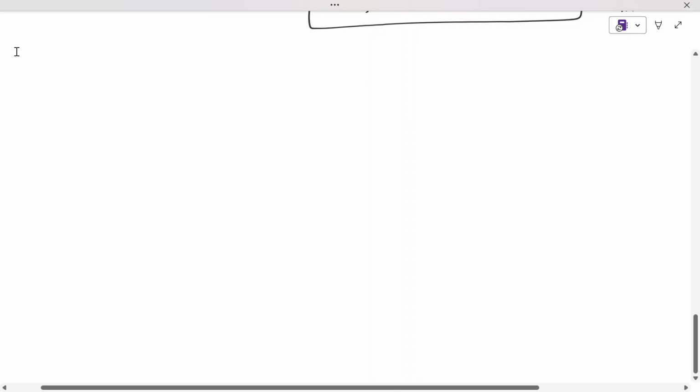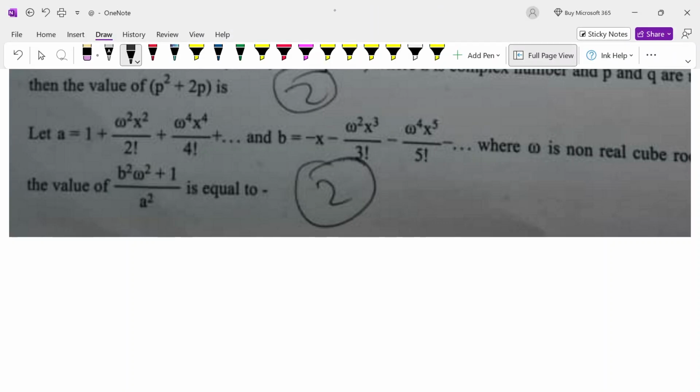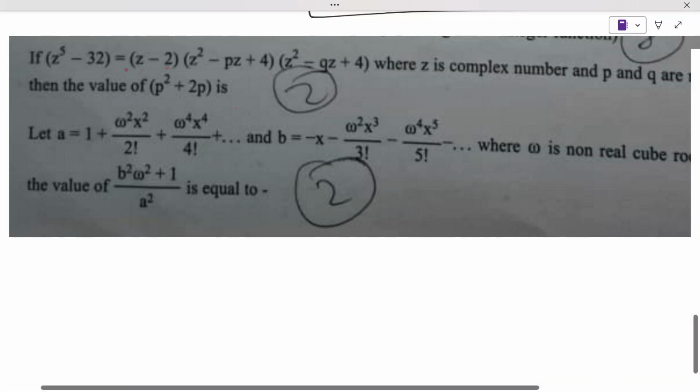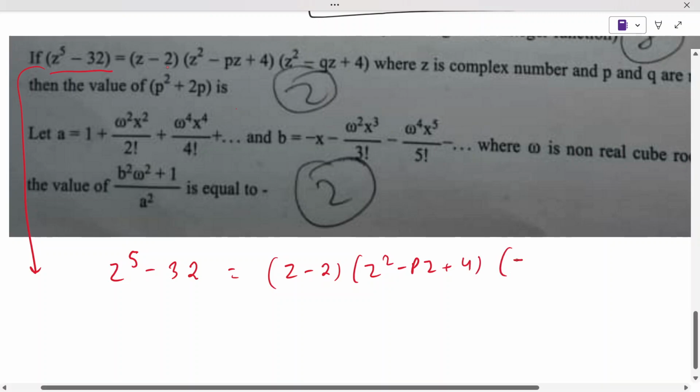So, like, all this not that difficult paper, like, into these two. But yeah. So this one is z^5 - 32 is equal to z - 2 normal. Just visualize it: z^5 - 32 is equal to what? This is equal to (z - 2) into (z^2 - pz + 4) into (z^2 - qz + 4).